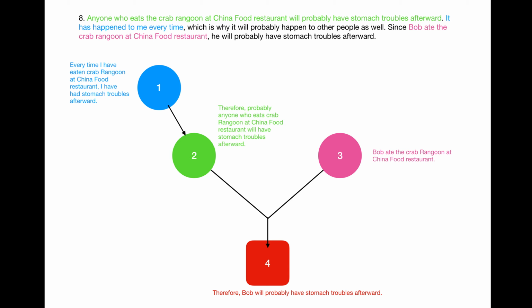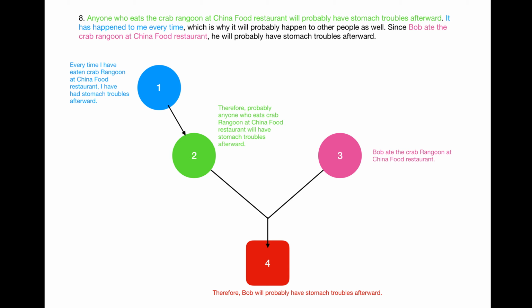All right, so then we look at our other ones, okay? So number 1, it has happened to me every time. What has happened to you every time, right? So we need to be more specific when we write that out. Every time I have eaten crab rangoon at China City, I have had stomach troubles afterwards, okay? And then 1 goes, if every time I've done it, we can go to 2, that probably anyone else who eats there will have stomach troubles afterwards. If every time I've done something, I've gotten sick from it, then it's likely that when other people do that, they get sick from it too. So it goes 1 to 2, okay?